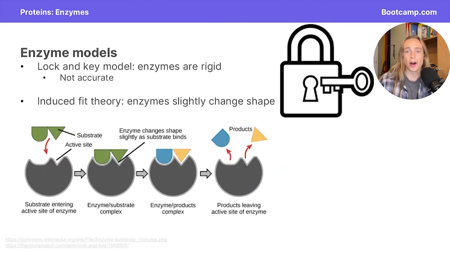There have been a few different models that try to explain how the active site on an enzyme works. One of the earlier models was known as the lock and key model. The lock and key model implied that the enzyme's active site was very rigid and that it didn't move at all. This model has since been discredited. The new model is known as the induced fit model. The induced fit theory basically just says that the active site of the enzyme will change shape slightly to accommodate the substrate. This is the more accurate of the two models.